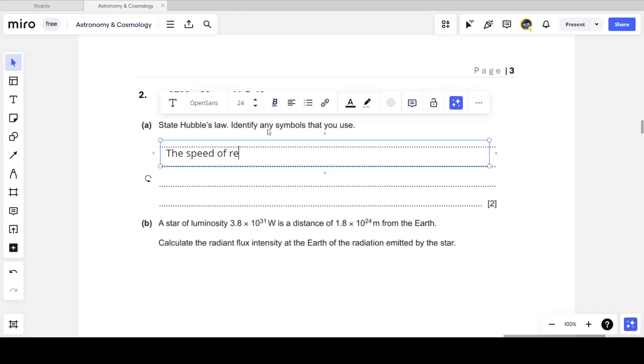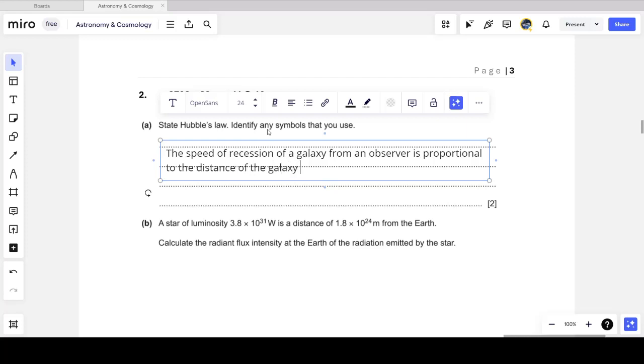And we can say that the speed of recession is a good word. You don't have to use recession. Recession is the speed at which something is moving away from you or from an observer. So you say the speed of recession of a galaxy from an observer, so there must be some observation point, is proportional to the distance of the galaxy from the observer. I'm going to talk specifically about a galaxy here.